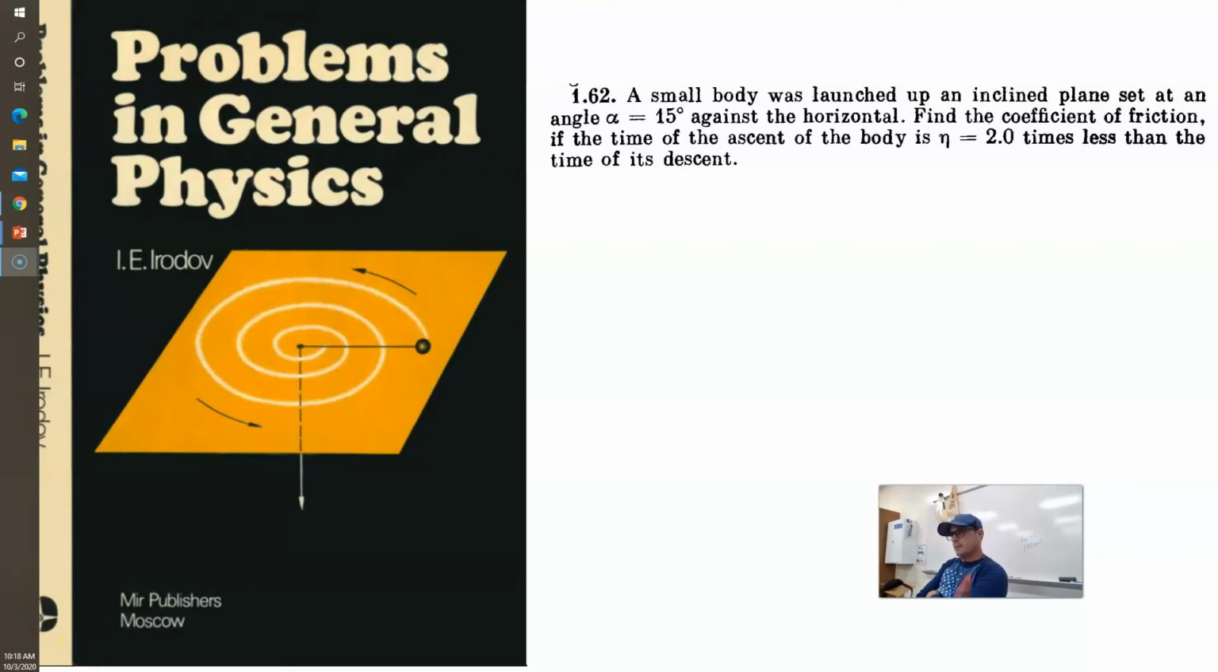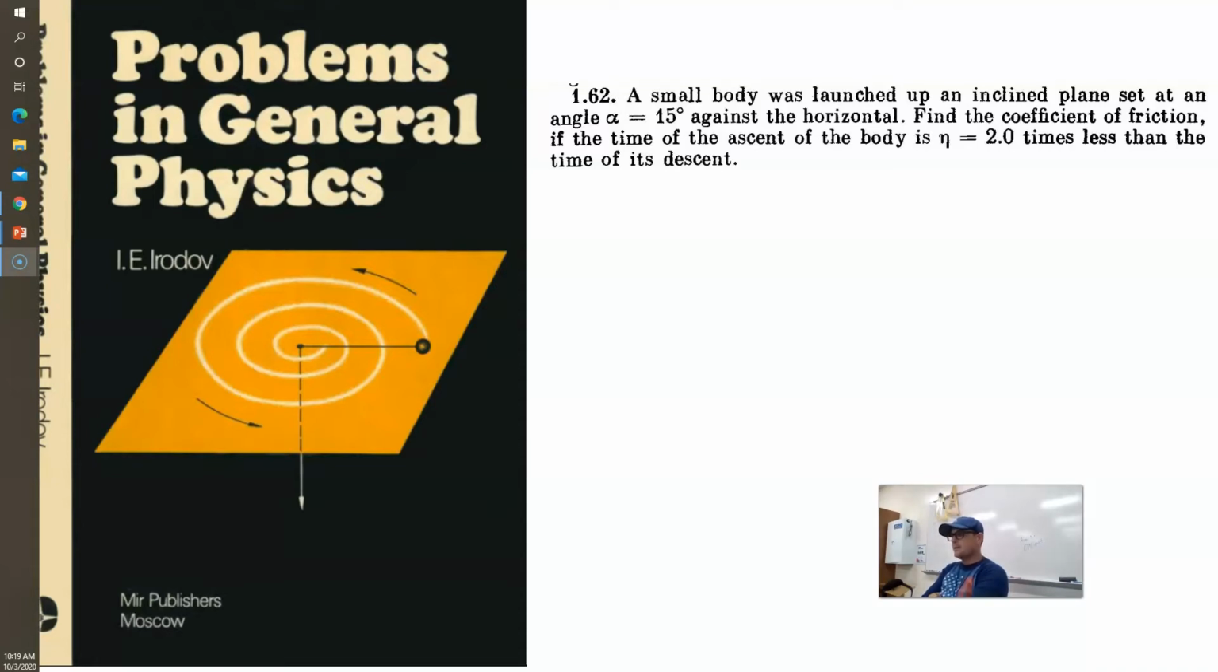Okay, let's see problem 162 from the Irodov book. A small body was launched up at that angle. Find the coefficient of friction if the ascent time is 2 times less than the descent time.